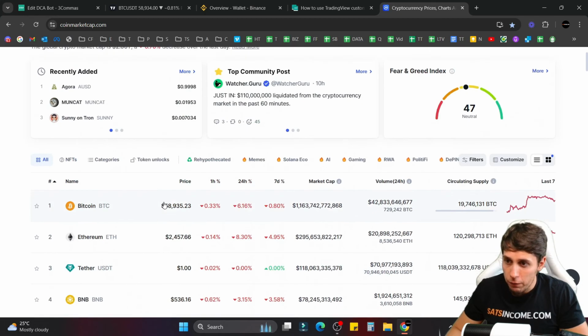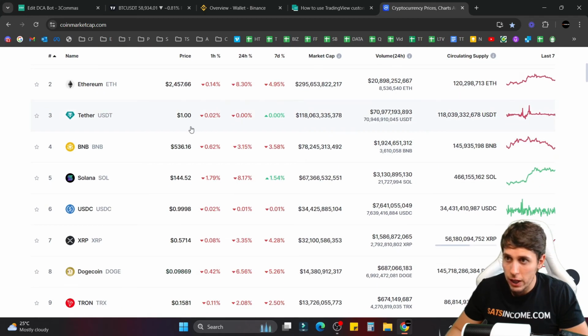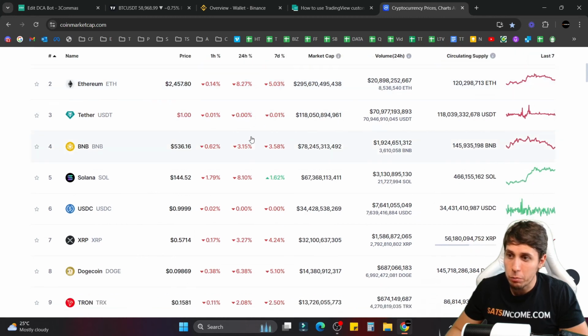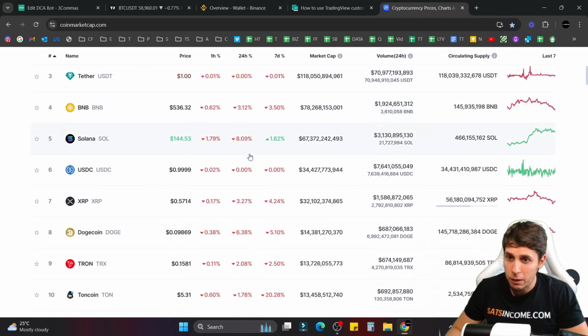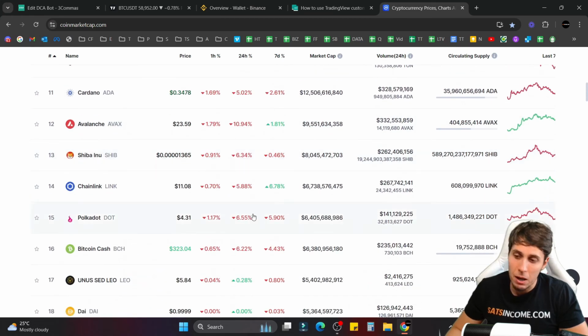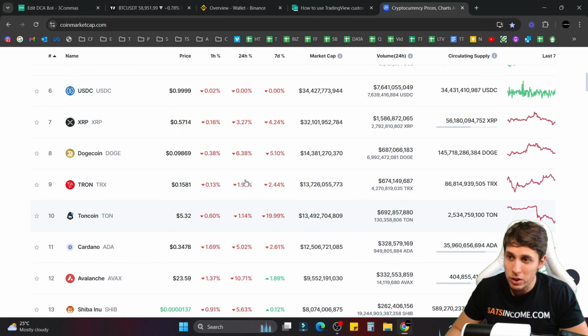So for example, if we look at the top 20 coins, you see that Bitcoin is down 0.3% for the last hour. Actually, let's look at the last 24 hours. So Bitcoin is down 6%, Ethereum is down 8%, BNB 3%, 8%. So you see that when Bitcoin is down, all of these coins here are down. Yes, some are down more than others, right? But the point is that they are all down.